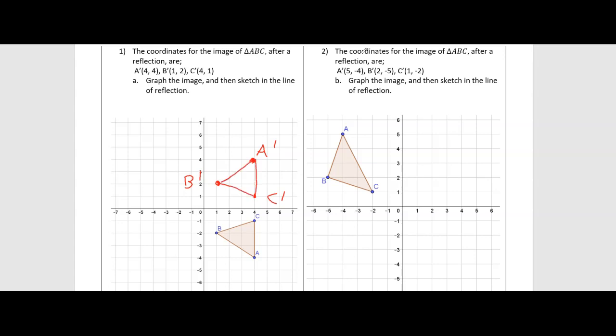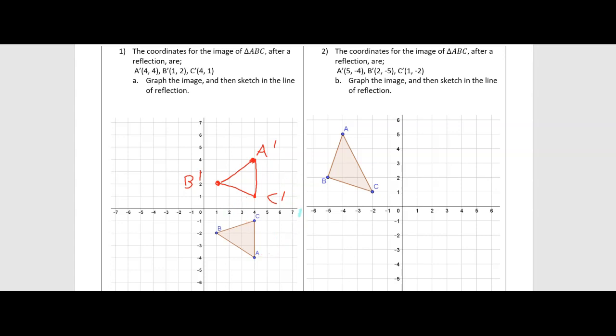And notice that this cannot be a translation, right? If I just push the pre-image upwards, well, C is only moving 2 units, right? While A would be moving 8 units. And for a translation, each point has to move the exact same distance. So that's why it's not a translation, just in case we were thinking that it was.